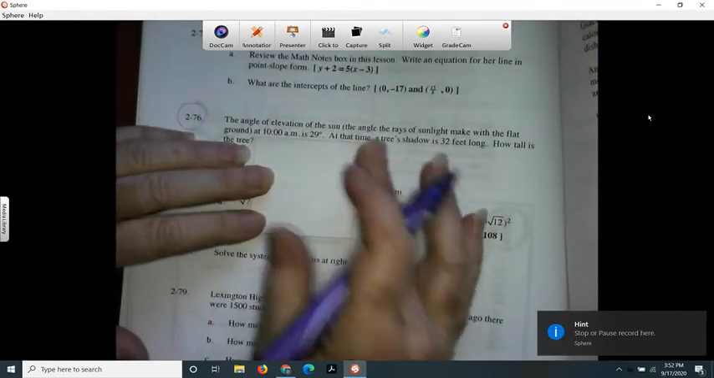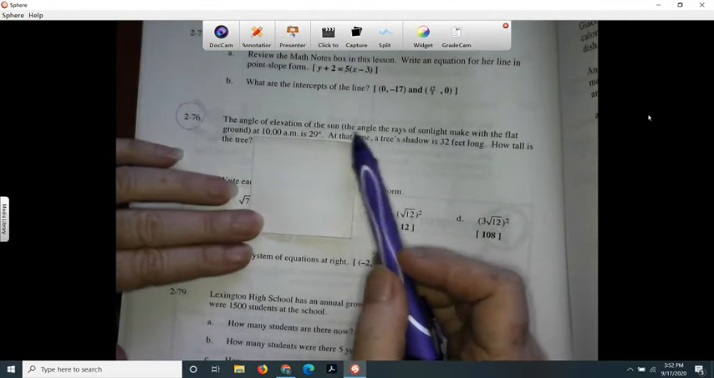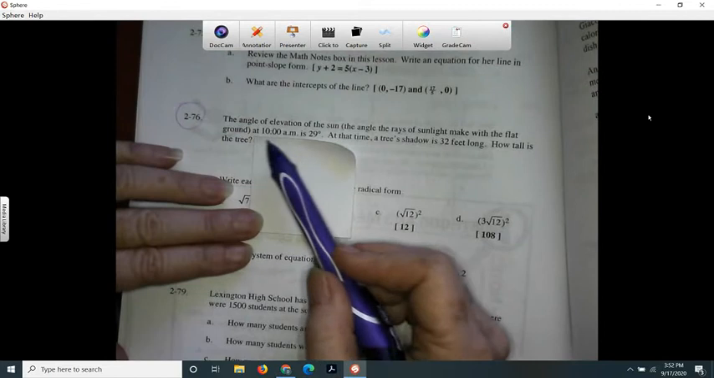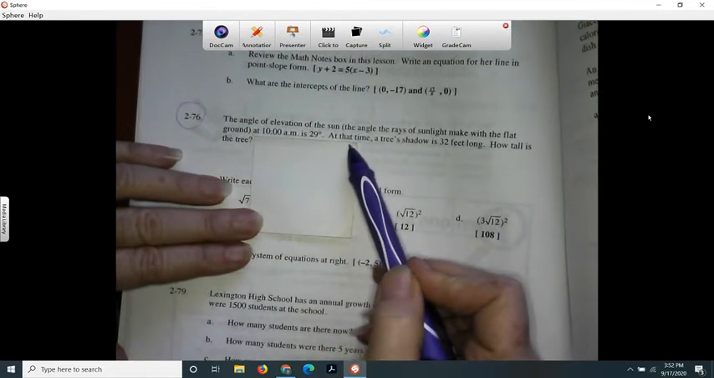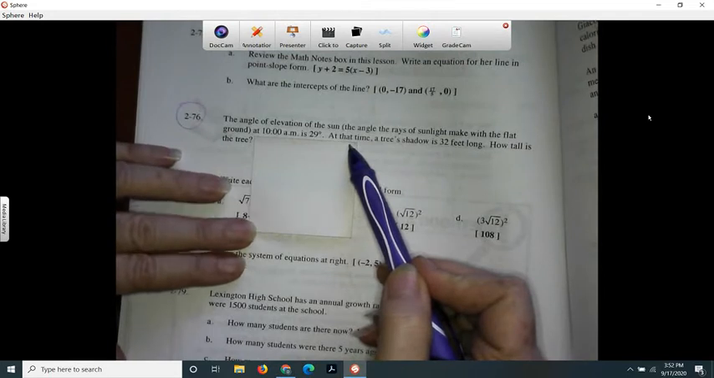Here's Integrated 3. It's problem 2-76. It says the angle of elevation of the sun, which is the angle the rays of light make with the flat ground at 10 a.m. is 29 degrees. At that time, a tree's shadow is 32 feet long. How tall is the tree?